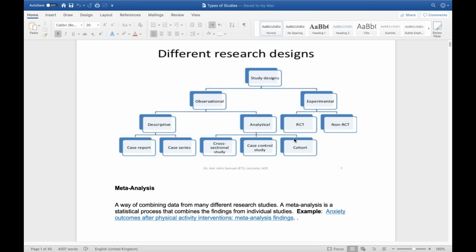Okay, so these three studies, the cross-sectional, case control and cohort studies, we call them analytical studies. There's some sort of statistical analysis happening in these studies. It's not something descriptive, like the case report and the case series, okay? But both categories are observational. So you just observe stuff. You don't do anything yourself, okay?